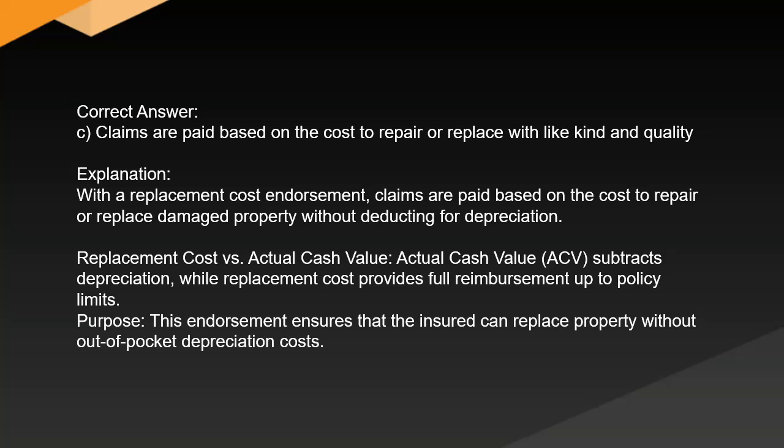Replacement cost versus actual cash value. Actual cash value (ACV) subtracts depreciation, while replacement cost provides full reimbursement up to policy limits. Purpose: this endorsement ensures that the insured can replace property without out-of-pocket depreciation costs.